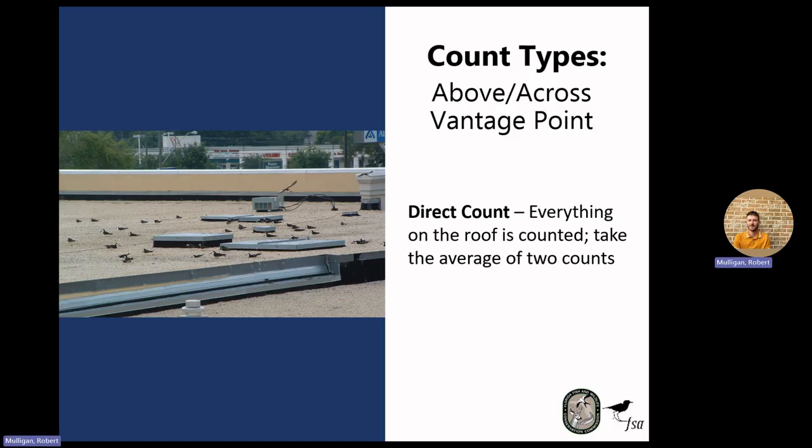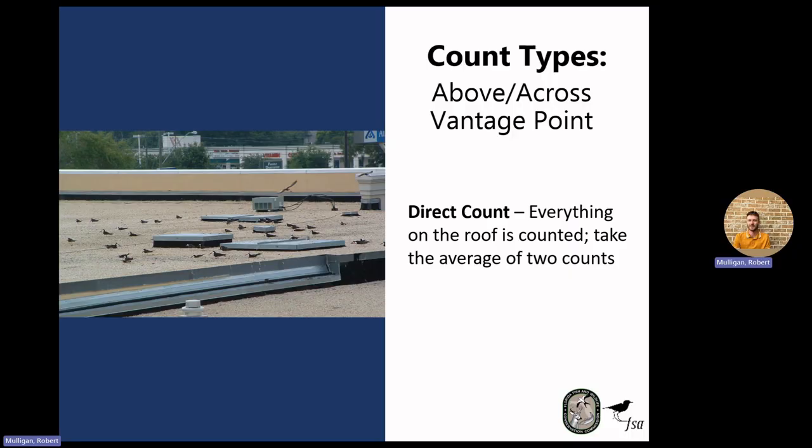When surveying a rooftop from above or across, or on a roof vantage point, you'll most likely conduct a direct count. Use a direct count when you see everything on a rooftop. You can count all nests, chicks, and adults. And the number you're reporting to us is the true actual number. Conduct all counts twice and report the average for each count.